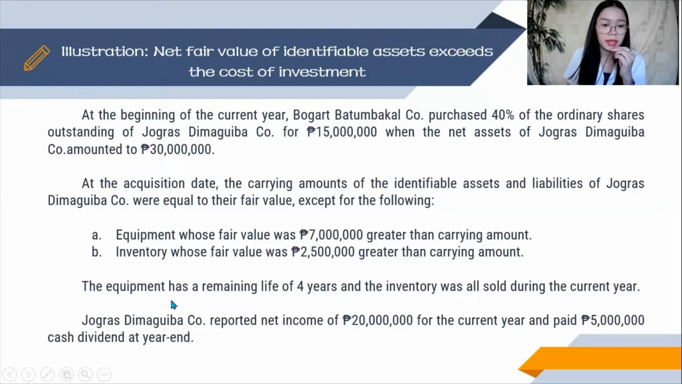The equipment has a remaining life of 4 years, and the inventory was all sold during the current year. So yung si equipment daw, meron pa siyang remaining life of 4 years. Pakitandaan po yan, 4 years. And yung inventory daw was all sold, nabenta daw during the current year yung inventory. So si Jogras de Magiba Company daw ay nag-report ng net income na 20 million and paid 5 million cash dividend at year-end.